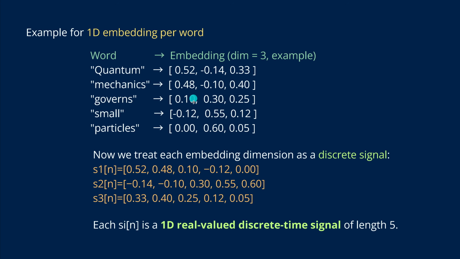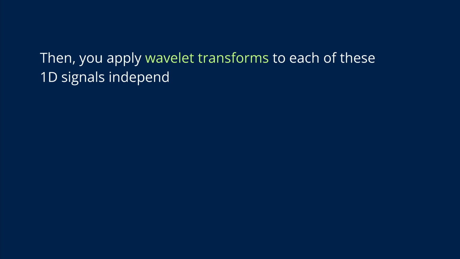So you see, it was easy to transform this into a discrete-time signal. There are much more complex solutions, but I want to give you the easiest, just to give you a feeling for what we're doing here. And then you apply a wavelet transformation to each of those signals independently.